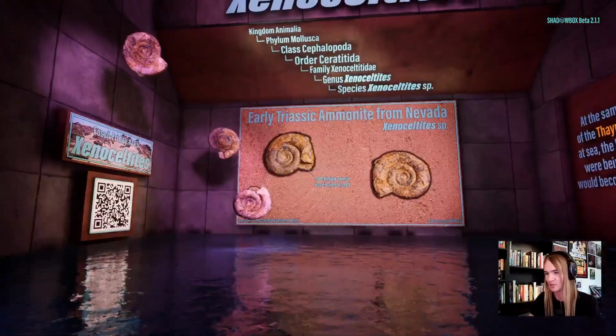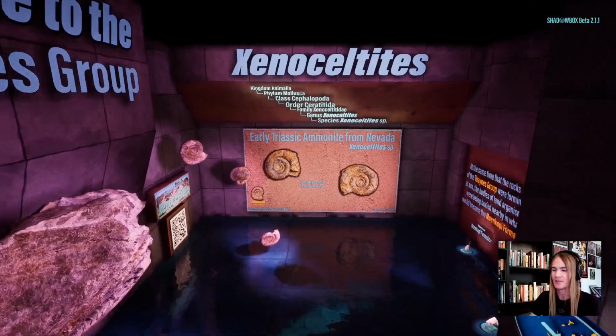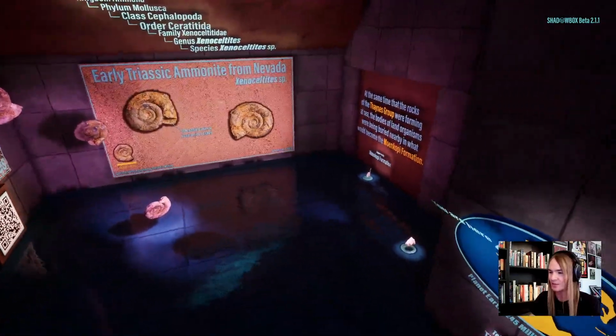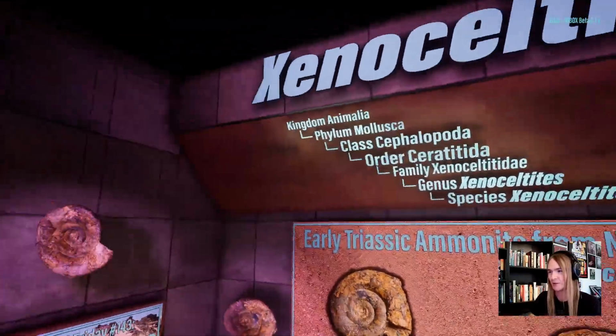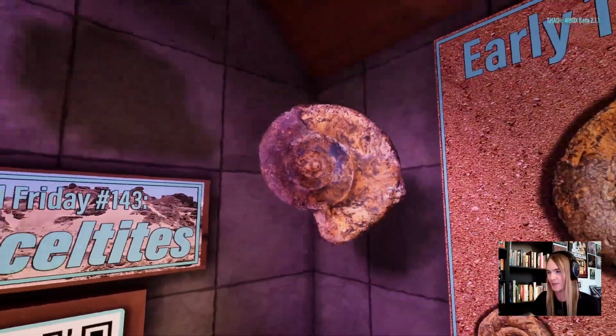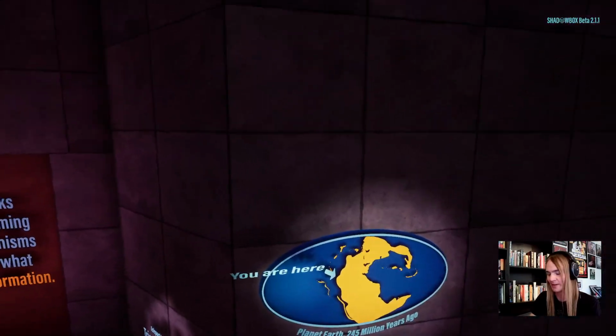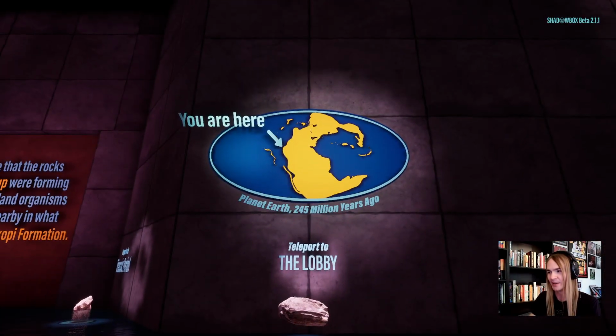I'm going to switch into free camera mode here. This is another feature in SHADOWBOX where if you get tired of the constraints of gravity, you can just press a button and float and fly around the exhibit. So if you'd like to get a little bit closer up at the ammonites that are floating in the air, you can, and then just hit that button again to return to the ground.